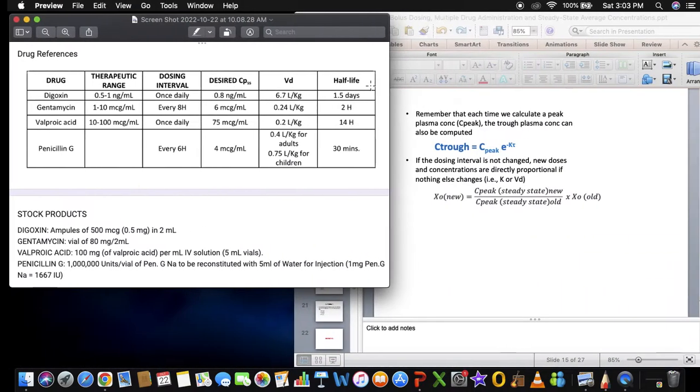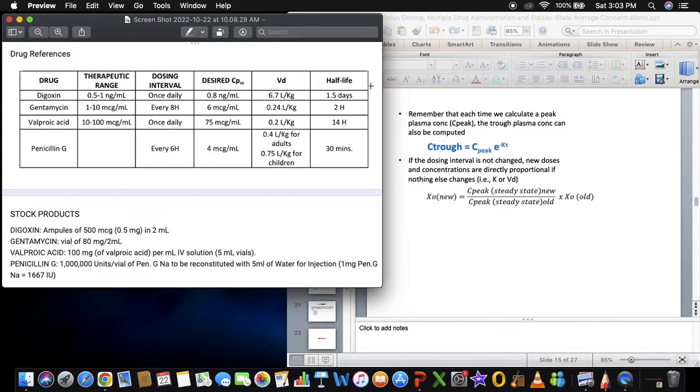Okay. So, class, if you notice, Pen-G has no therapeutic range, right? The good thing about Pen-G is that even if you give a very high amount, it usually shows no signs of toxicity. The most toxic effect you could get from penicillin G is if the patient is allergic to penicillin. Alright? But class, you can give penicillin at a very high amount.